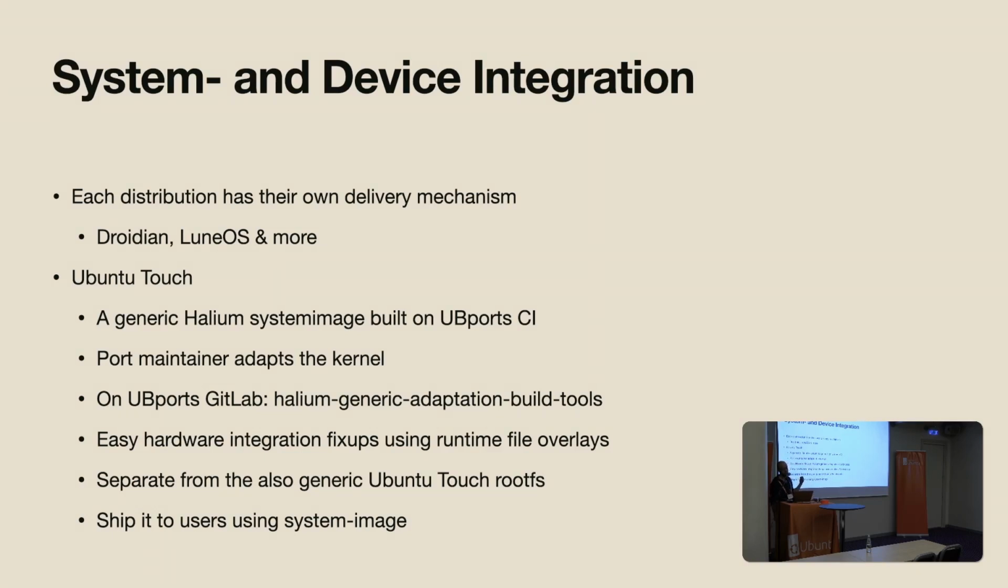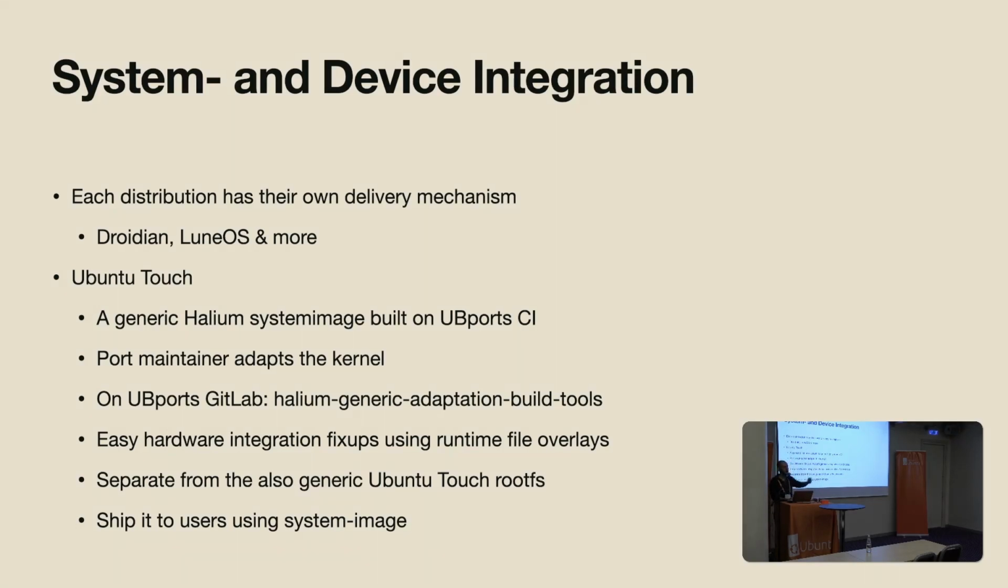For Ubuntu Touch, though, we have the generic Halium system image built on UBports CI, where the port maintainer, the system integrator, adapts the kernel to the level that it needs to be integrated in order to run Ubuntu Touch. So pull in AppArmor, for example, a newer version of AppArmor, or patch it up to the point where it's actually feasible to execute a proper snap package with. On UBports' GitLab, we have Halium generic adaptation build tools, which is one of the repositories that you need to take a look at in case you want to port over a Halium device yourself.